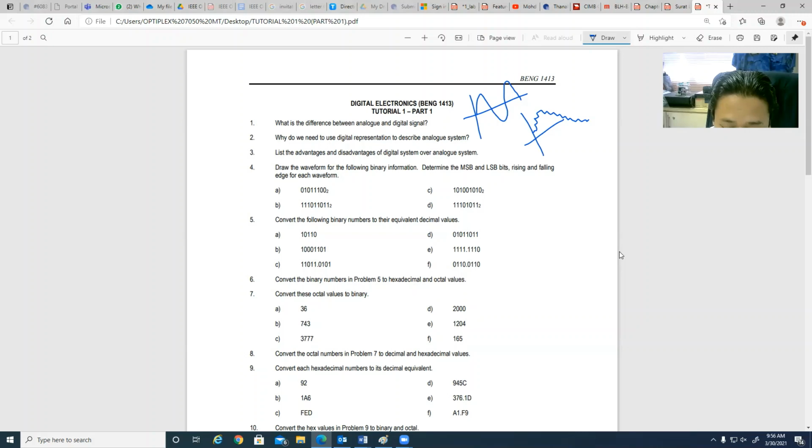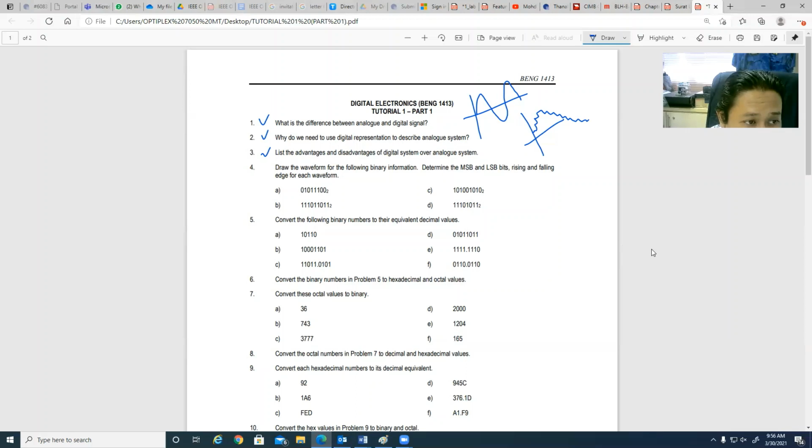I think this one you can refer to the textbook. Question number one, number two, number three, you can refer to the reference, the slide, or the textbook.